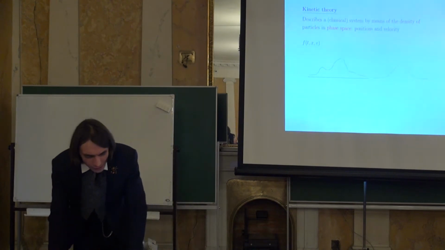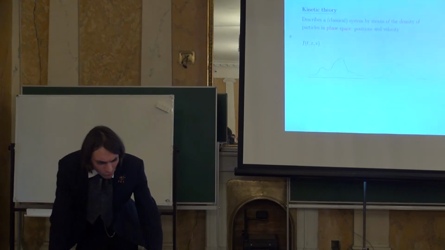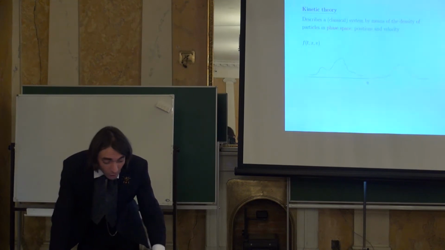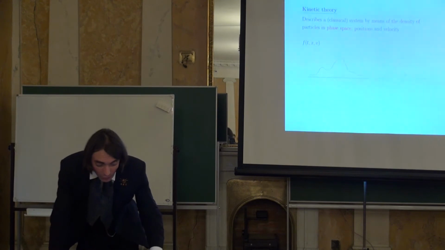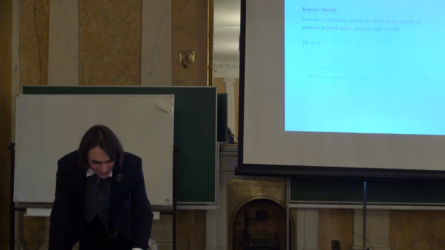Kinetic theory is the mathematical modeling adapted for this. You describe a classical system by means of the density of particles in phase space, being positions and velocity. And this distribution, you wonder how it will vary according to time. This is an example of some kind of distribution. This is a very particular one, the Gaussian distribution, which we know from probability theory to be important in many situations.